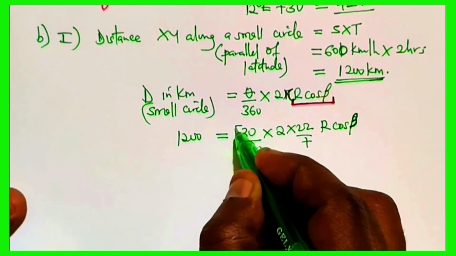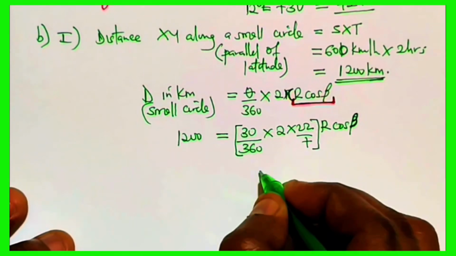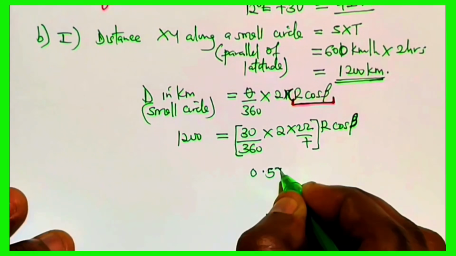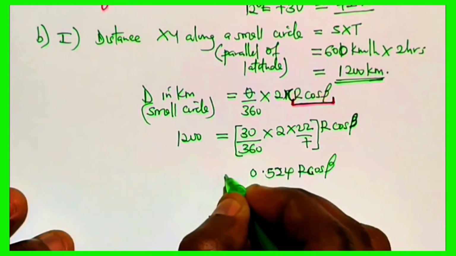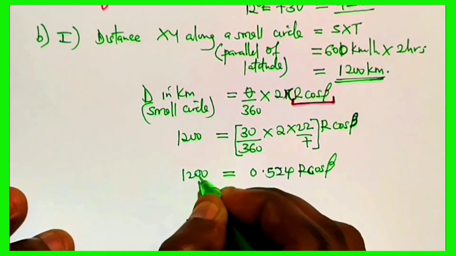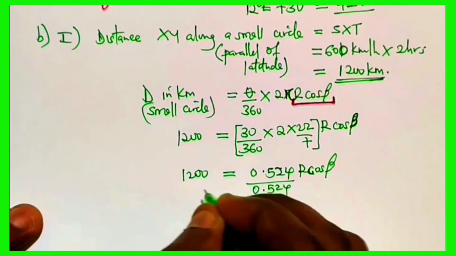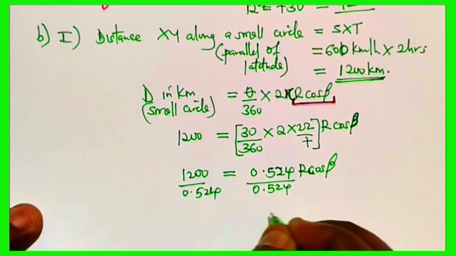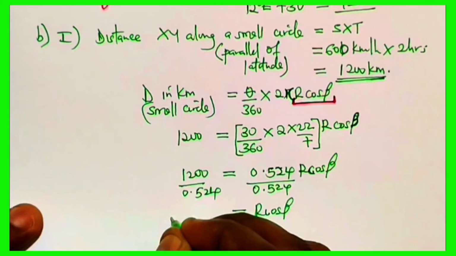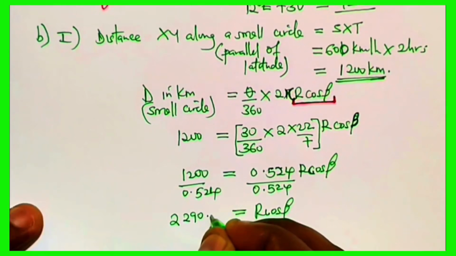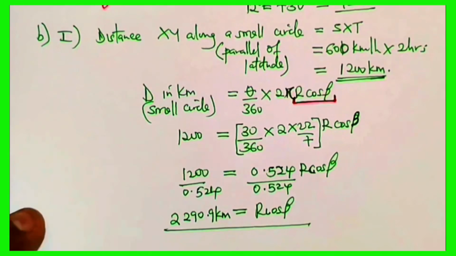So when we perform operations on these numbers, you're going to get our answer as 0.524, and this we are going to multiply by R cos beta to be equal to 1,200 kilometers. And therefore when you divide both sides by 0.524, we are going to get the value of R cos beta to be equal to 2,290.9 kilometers. And this is the solution for the question.